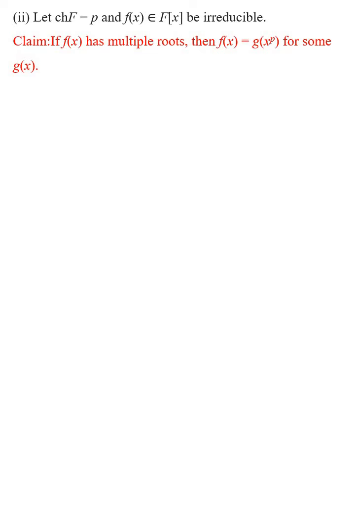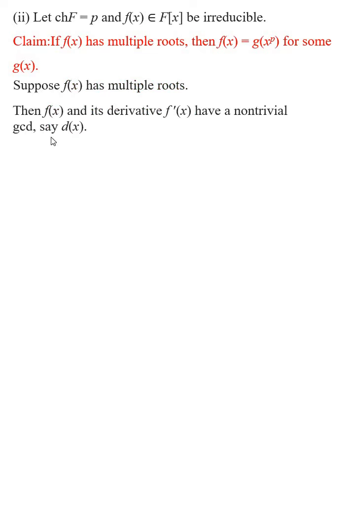Now, we'll assume first that f(x) has multiple roots. Then by the lemma, we have f(x) and its derivative having a non-trivial common factor. We shall call it d(x). Remember, f(x) is irreducible, that is given here. So the only factors of f(x) are 1 and f(x). And that has d(x) as GCD. So that means there is no other option, d(x) has to be f(x).